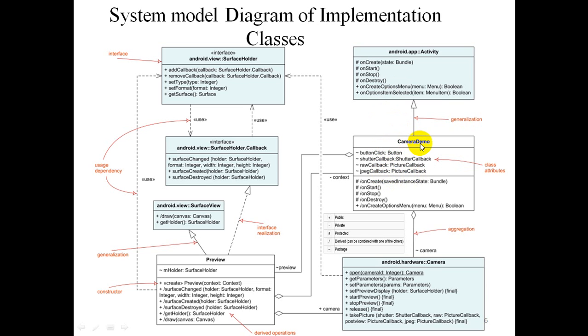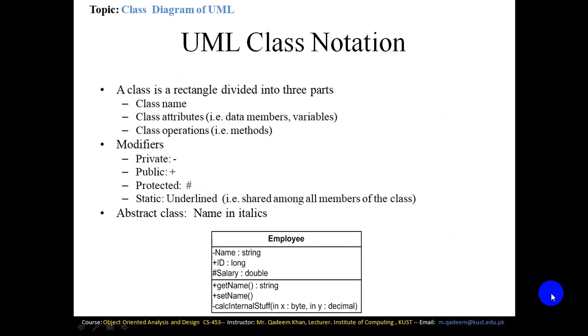Here, for example, this is the CameraDemo class diagram. In the CameraDemo class diagram, we have the attributes here. These are the attributes, and these are the functions associated with this class, CameraDemo. The CameraDemo class is accessed here by Preview. So basically, the Preview uses the CameraDemo to access it. Similarly, this class is also accessed here. Here you can see there are two relations. That means this class also accesses this one and this class also accesses this class. This is the complete overview of the complete class diagram.